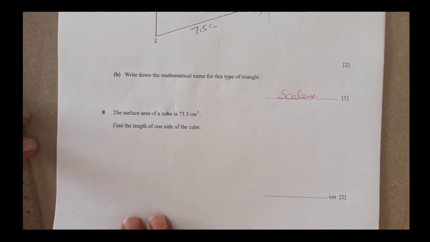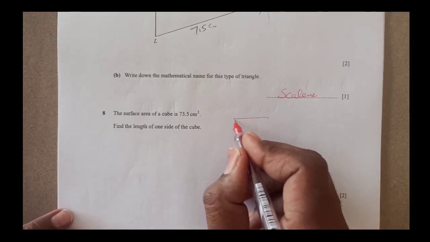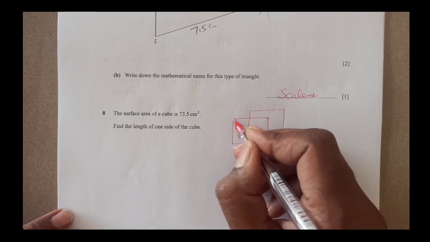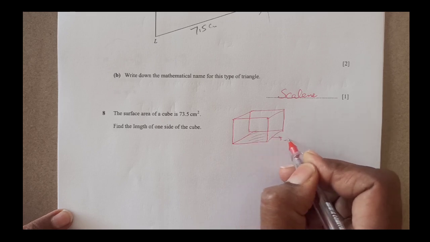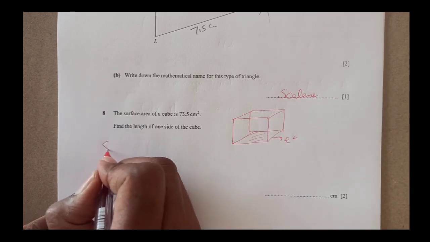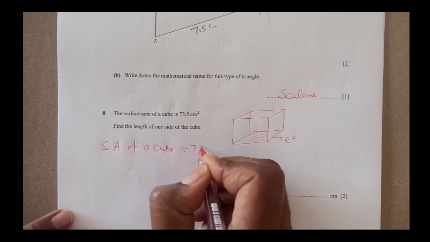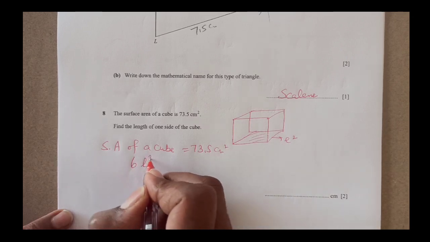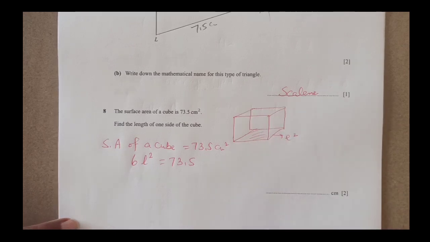Now the surface area of the cube is 73.5. Find the length of one side of the cube. Now you know that a cube is like this, right? Cube has 6 faces, right? Every face has the area of L squared. There are 6 faces, so the surface area of a cube is 73.5 centimeter square. This is given to us, and this is 6L squared, right? 73.5, because we have 6 faces and one face has an area of L squared.